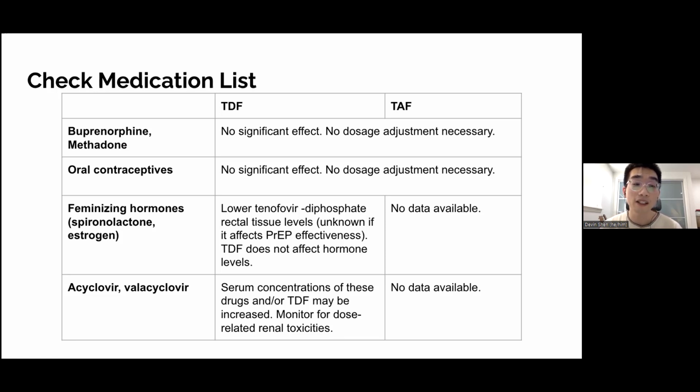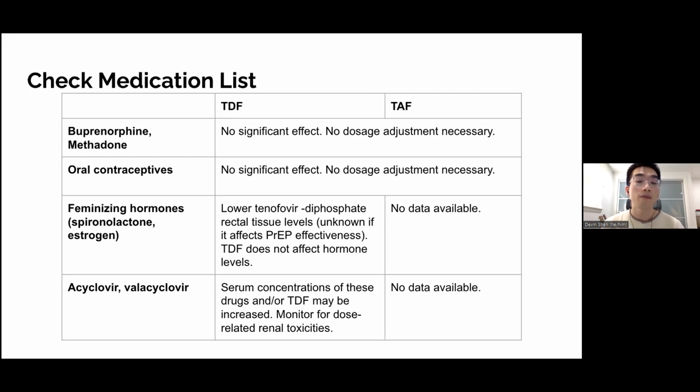For people taking feminizing hormones for gender-affirming therapy, such as spironolactone and estrogen, there are some studies that link them to lower tenofovir levels in the rectal tissue. And on the flip side, TDF does not affect hormone levels. So the patients don't need to change the doses of the hormones that they take.